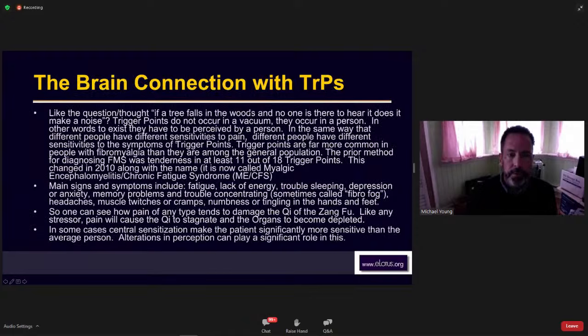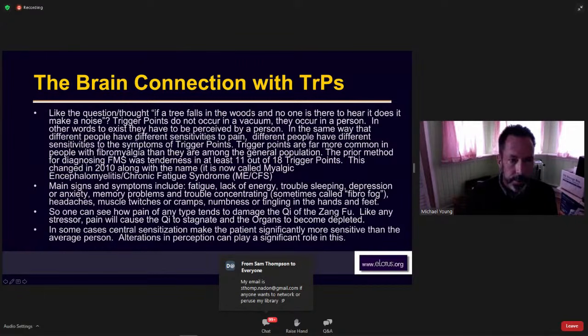So, the brain connection. Like the question, if a tree falls in the woods and no one's there to hear it, does it make a noise? Trigger points do not occur in a vacuum, they occur in a person. In other words, to exist, they have to be perceived by a person. And some people are much more sensitive to pain and trigger points than others. And nobody really knows why.